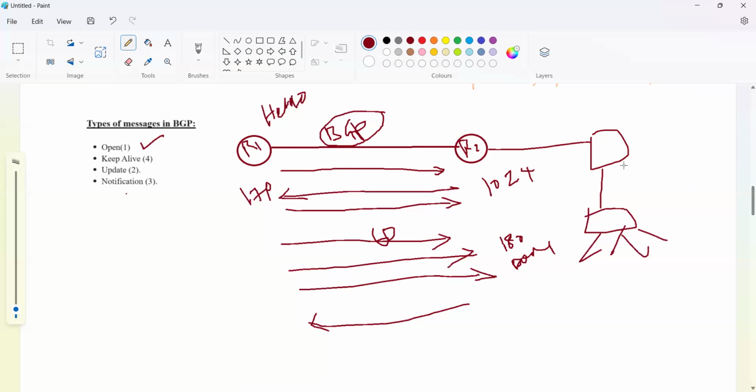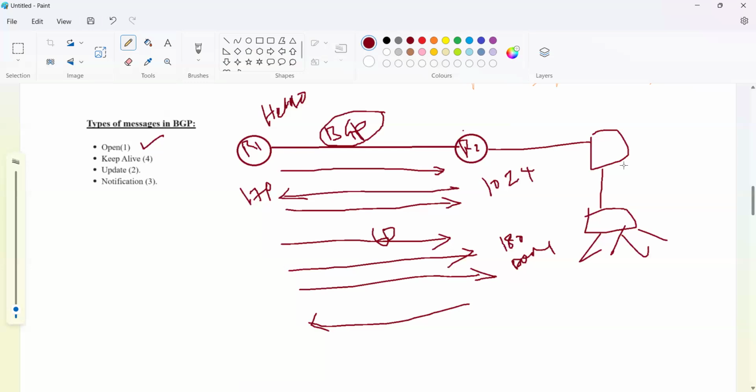And the notification message. If any changes occur in topology, new prefixes, any topology changes, or any neighborship issues, they will be sent with the help of the notification message. There we have 4 types of messages: open, keep alive, update, and notification. The first, second, and third messages come first, and keep alive comes after the neighborship forms between two routers. That is the reason I mentioned it as the fourth one.